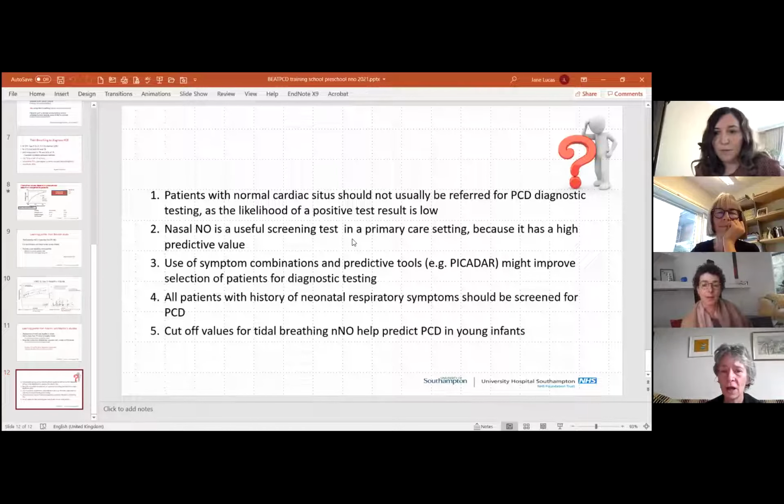Use of symptom compilations and predictive tools such as PICADAR might improve selection of patients for diagnostic testing.